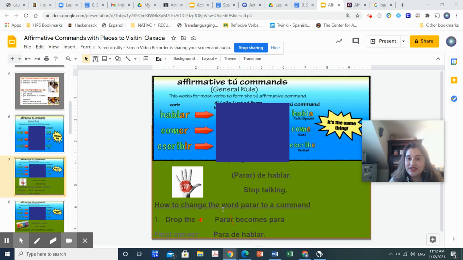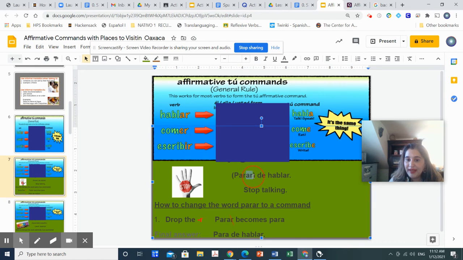Let's review this one more time. What you do is first identify the verb ending. So we see that this one ends in AR. So when a verb ends in AR, all we are doing is dropping the R and we leave the word alone. And we're telling them para de hablar.